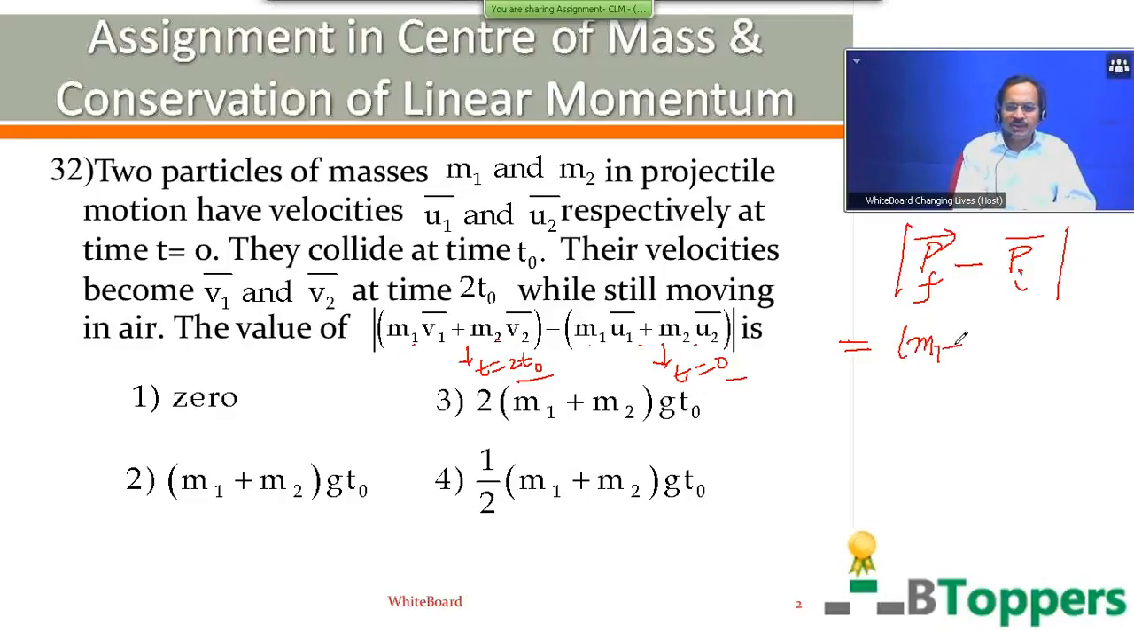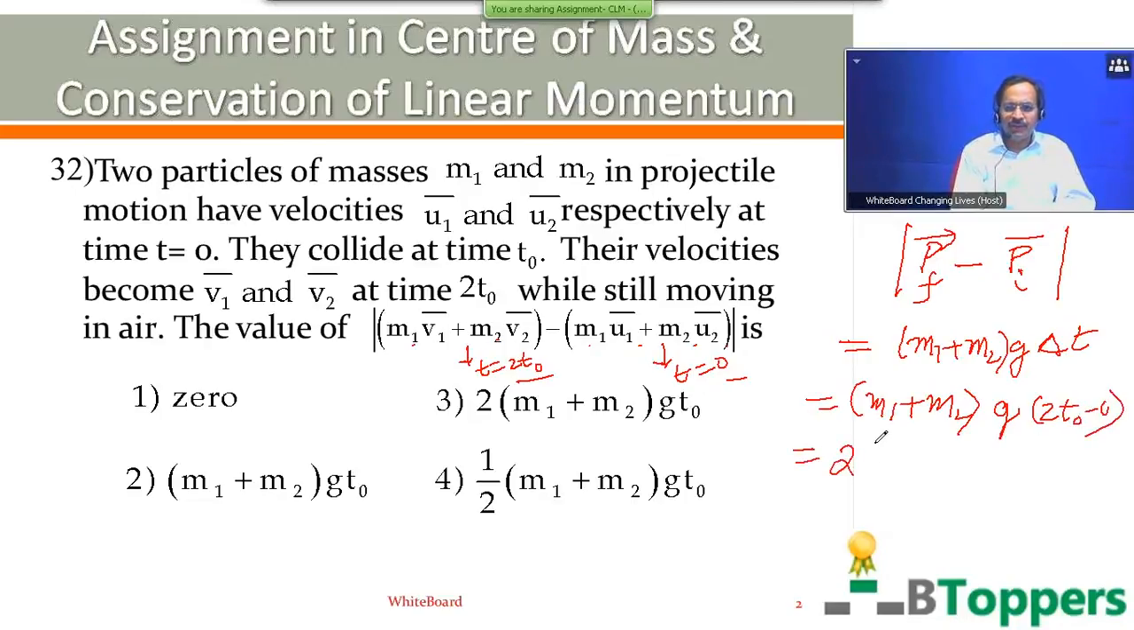So the external force on the system is equal to m1 plus m2 into g, into the time interval. So the time interval delta t is equal to 2t naught minus 0. So you get the answer as 2 into m1 plus m2 into g into t naught. So the third option is the answer for this question.